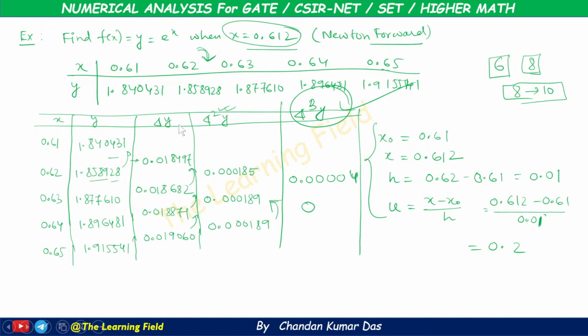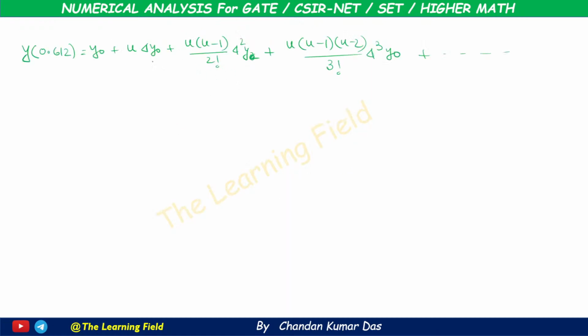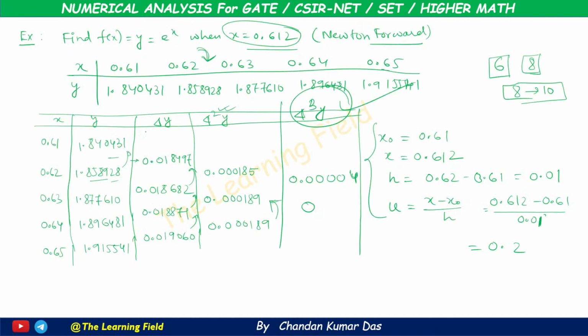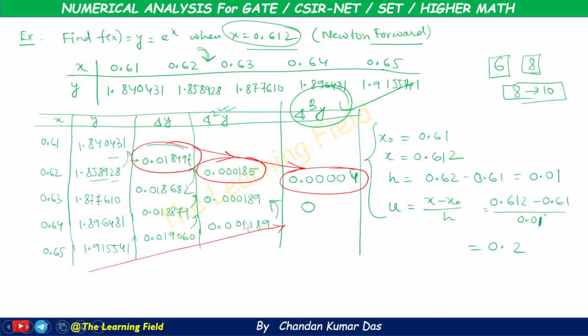One thing here: which quantities are delta y0, delta square y0 and delta cube y0? Delta y0 means this quantity, delta square y0 means this quantity, and delta cube y0 means this quantity. So this type of values you can take here. And in case of backward interpolation, the values will be taken from the other side. We will come to that topic in backward interpolation.